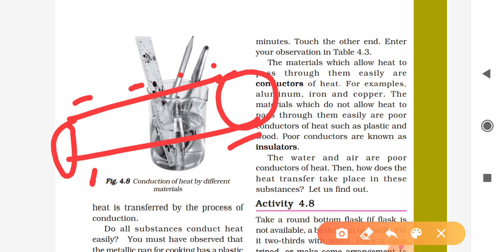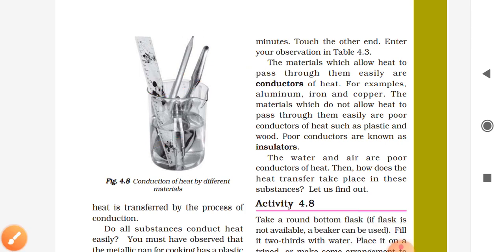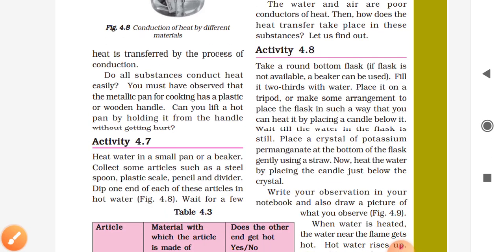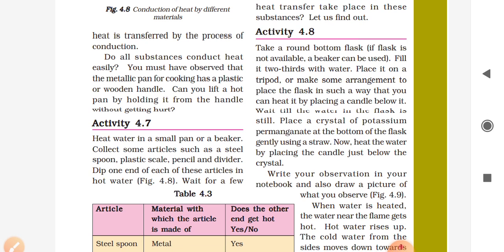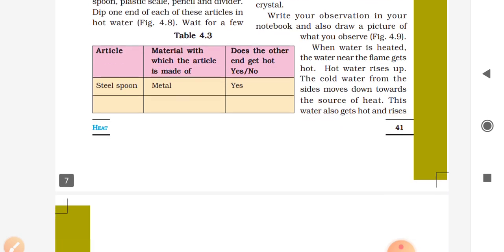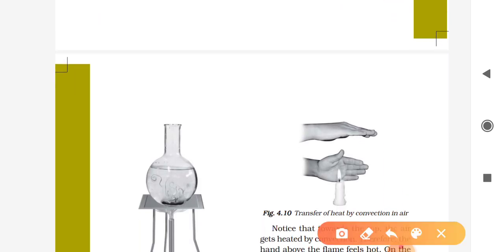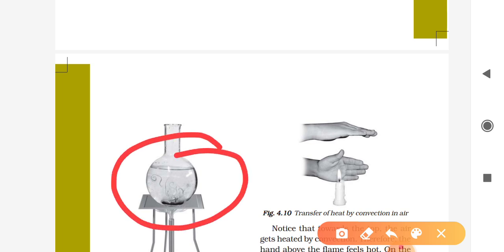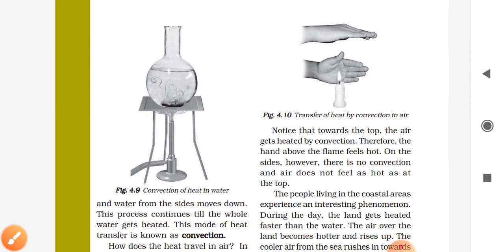So now we need to understand how water and air allow the transfer of heat, and what exactly we should know about the transfer of heat in water and air. What kind of scientific ideas are applied when heat transfers in water? Here is an example, an activity.